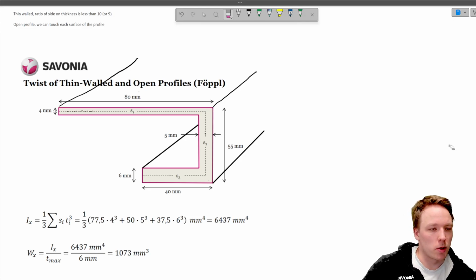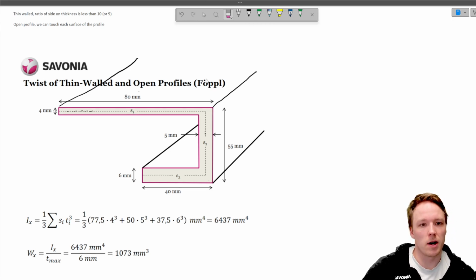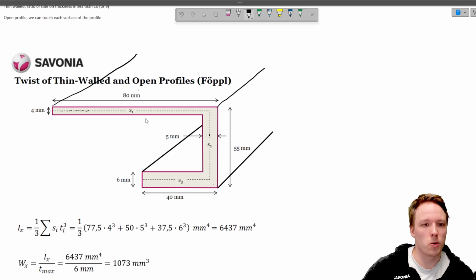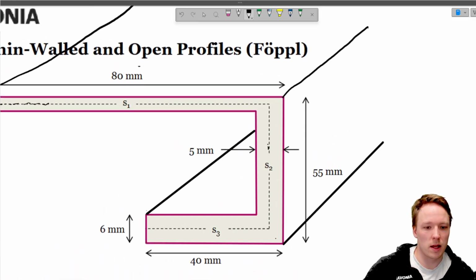Next topic which we are going to be covering on this video is twist of thin-walled and open profiles. So we're still focusing on twisting profiles, so we're applying pure torque to the profiles, but now we're talking about thin-walled and open profiles. Before we go any further on this topic, it's beneficial to define what actually is a thin-walled and open profile.